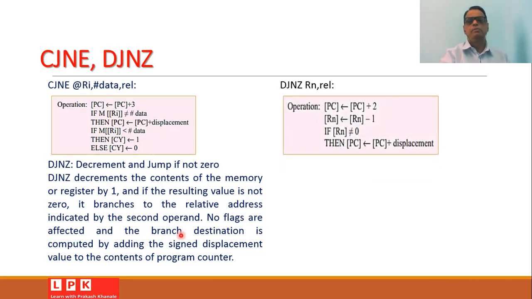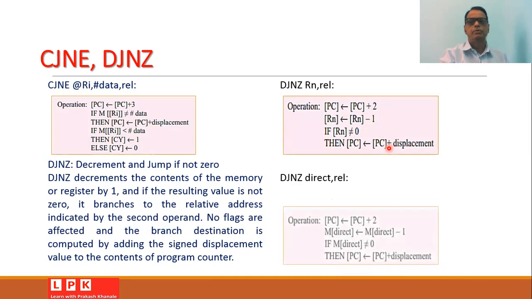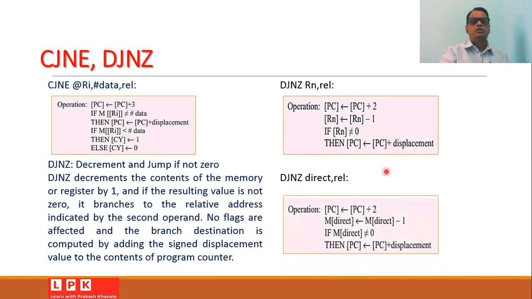This instruction can be written as DJNZ Rn, relative address. Here the content of the program counter is incremented by 2. Then the value of Rn is decremented by 1. And if it is not equal to 0, then the content of the program counter will be changed by computing the displacement or relative address. Another form of this instruction is DJNZ direct, rel. Here the content of the memory location is decremented, and if it is not equal to 0, then the content of the program counter will be changed to the relative address.